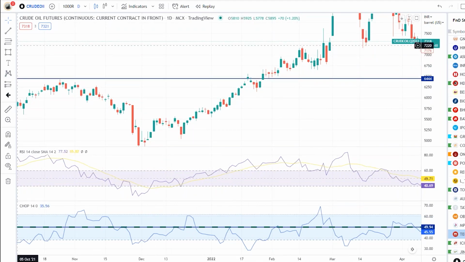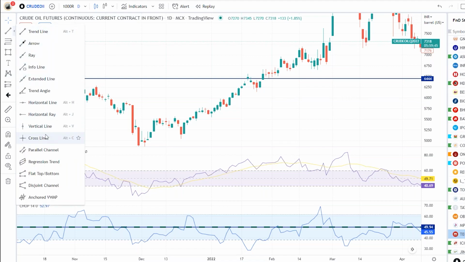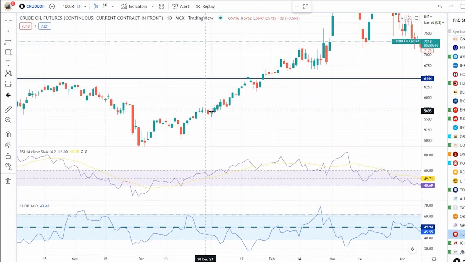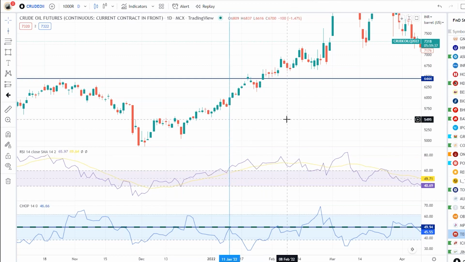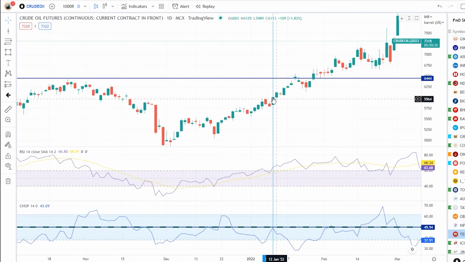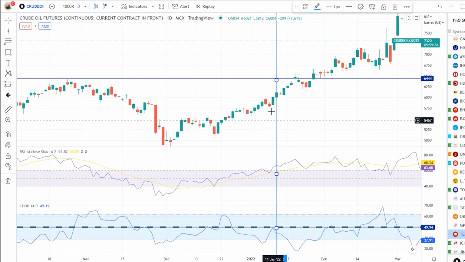Let me mark a vertical line for you, because since we are doing a learning session, we need to know everything clearly. This will be the candle where RSI has gone above and choppiness has taken resistance. Maybe I can shift it a little here, right? Because here it takes a resistance and goes below.